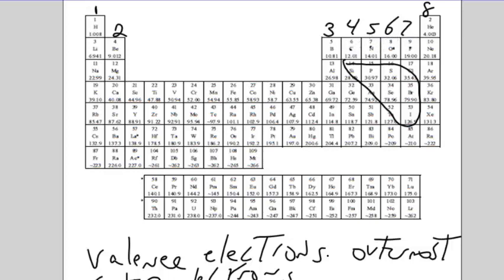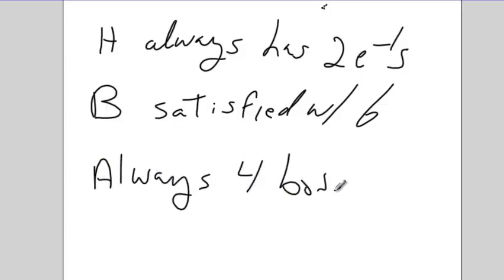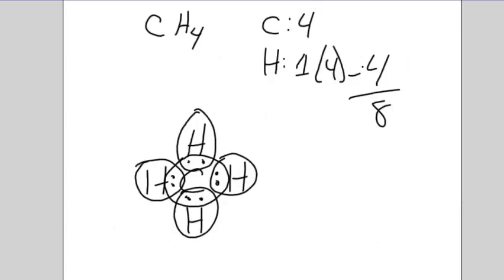Okay? Let me give you a few more rules that will just make your life easy, or at least easier. So, always 4 bonds to carbon. That's one of the rules. Always 4 bonds to carbon. And you'll see that our structure here does have 4 bonds. One there, one there, one there, and one there. 4 bonds to carbon.